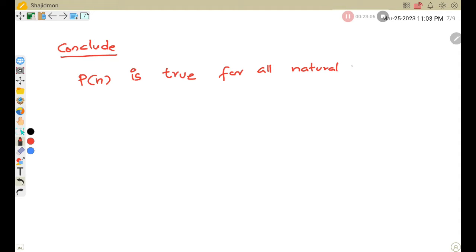So what can we conclude? We can conclude that P of n is true, correct? P of n is true for all natural numbers. This is the question we are doing.